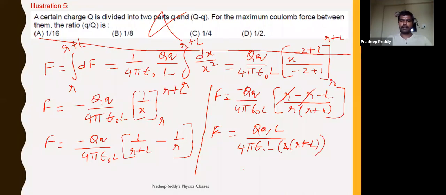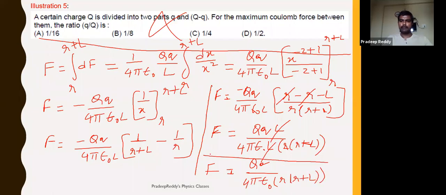So finally you can write the electrostatic force is positive. Positive means that it is a repulsive force. F is equal to capital Q small q divided by 4 pi epsilon naught r into r plus L. This is the final expression for the electrostatic force acting between the rod and a point charge q.